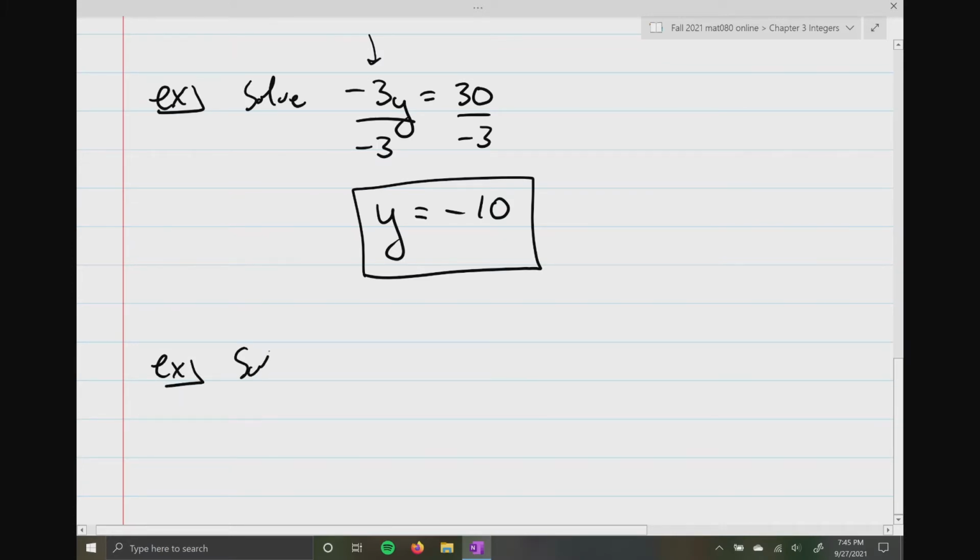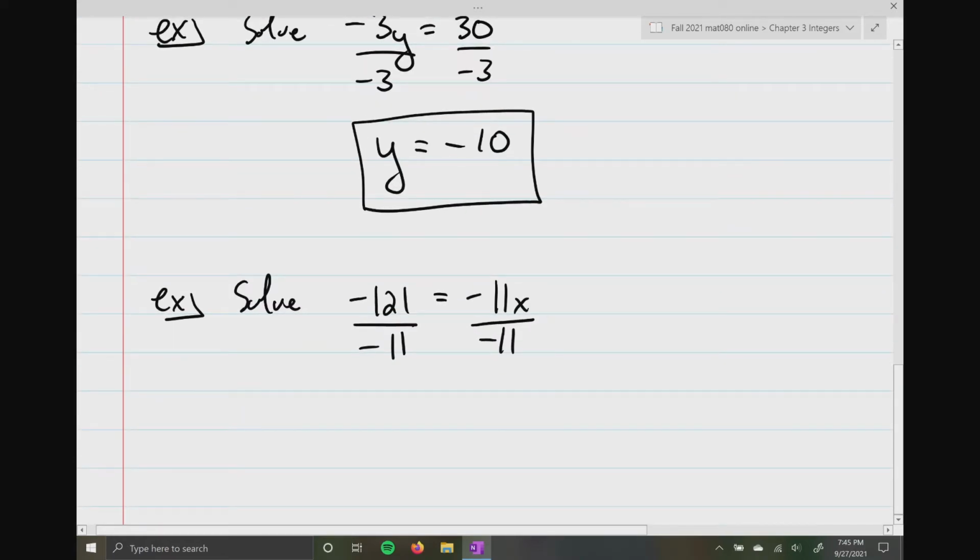We're going to solve negative 121 equals negative 11x. So here, we just read it again. Negative 121 equals negative 11 times x. So I'm just going to divide both sides by negative 11. Now on the right-hand side, that's easy. I get an x. The left-hand side is going to be more difficult. The easy part, however, a negative divided by a negative is a positive. And then 121 divided by 11, you got to know, is 11.